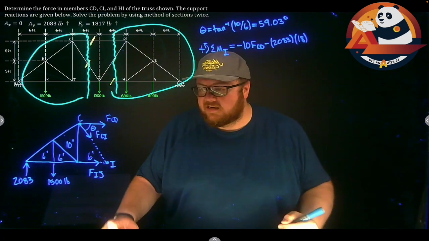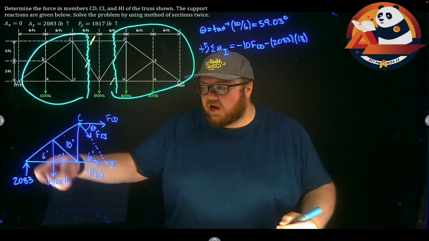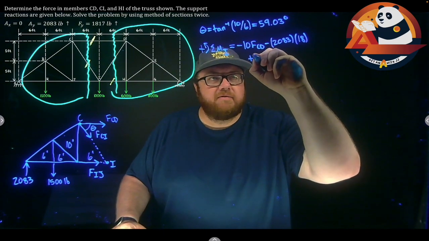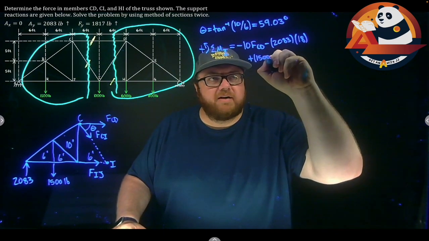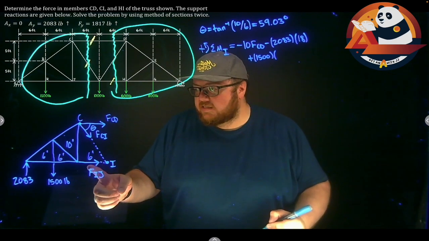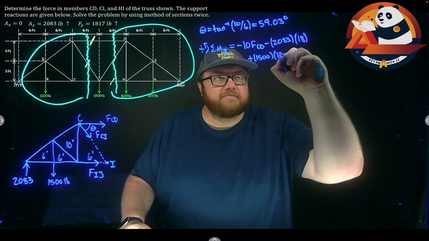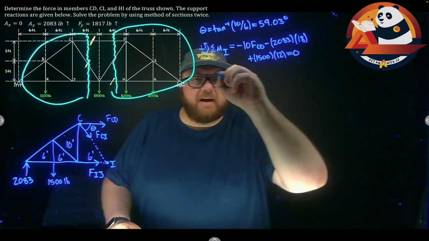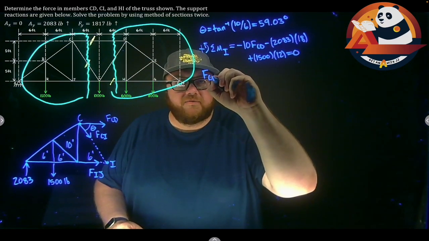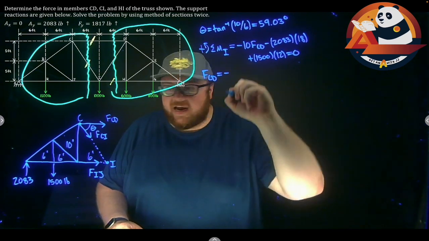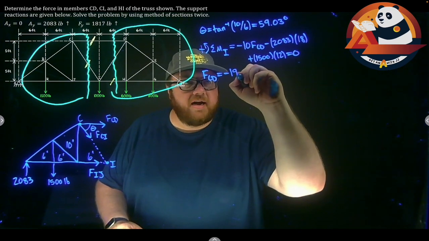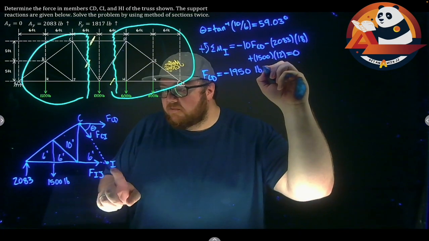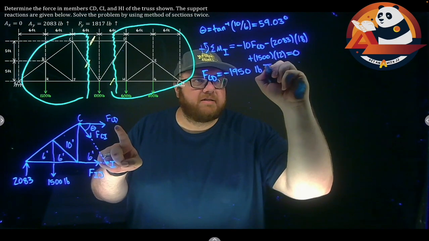I'll get the last one, the last line. My 1500 will cause a clockwise rotation about point I, so we'll add this in. Plus force 1500, times my distance, 6 plus 6, 12. Is going to get me to 0. If I solve that for FCD, I'm going to get that the force in member CD is negative 1,950 pounds. And that was when I assumed that we were in tension up here, T.